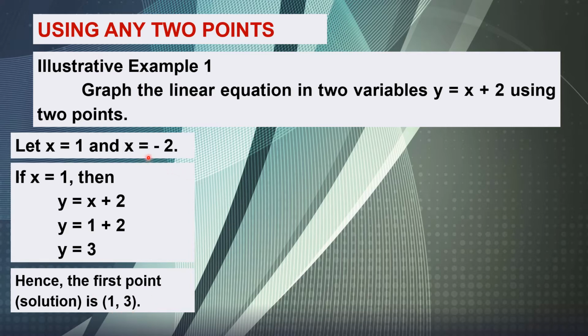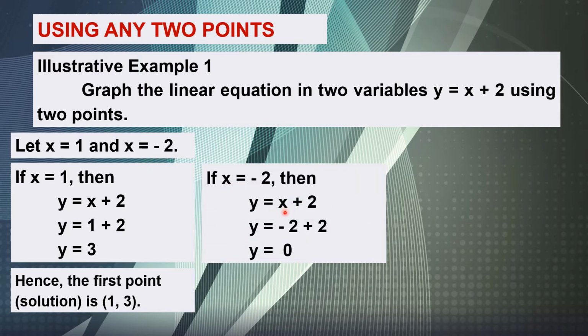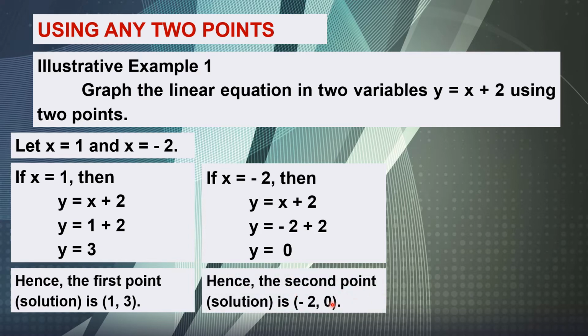So, para sa x equals negative 2 naman ay papalitan din ulit natin yung x natin ng negative 2. Then, kokopyahin lang ang y equals at yung plus 2. So, negative 2 plus 2 is equal to 0. Hence, ang ating second point ay negative 2, 0.